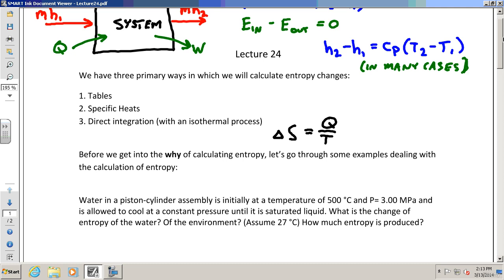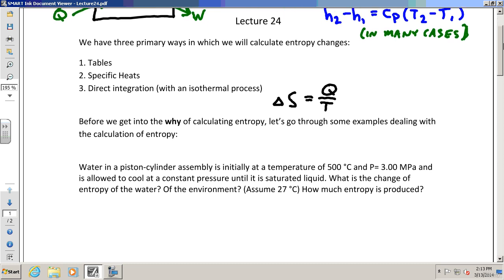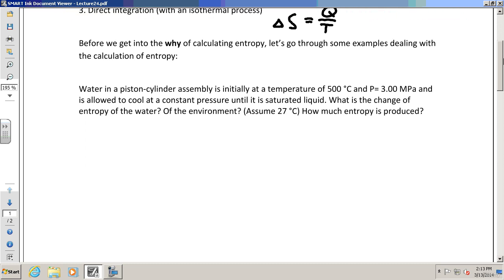Okay, so before we get into the why of calculating entropy, let's go through some examples of actually just dealing with the numbers, because that's something we just need to have exposure and experience with. So first thing here, let's start with this one.